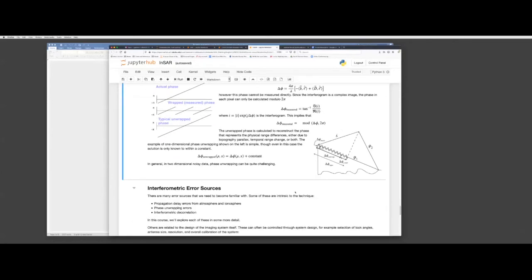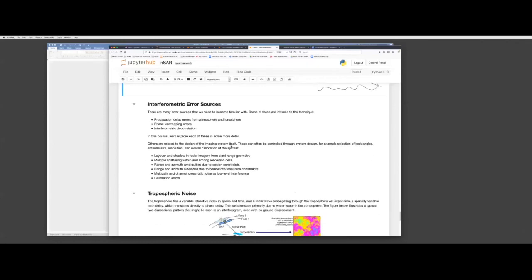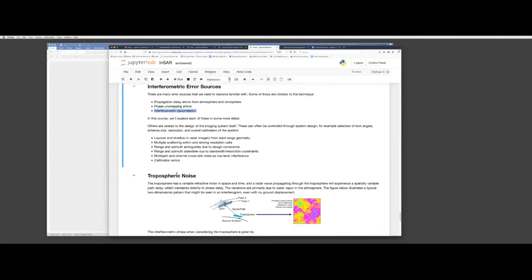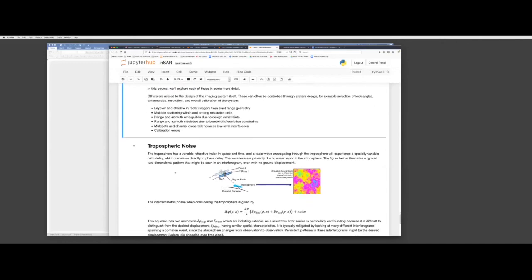All right, there's a number of interferometric error sources. We're going to talk more about the atmosphere and the ionosphere on Wednesday, I believe, and I mentioned that up front. You can have phase unwrapping errors due to the complexity of that problem. We can have interferometric decorrelation, which I will talk about more in the next module. There's a number of other more system-oriented factors like layover and shadow, which you hopefully read about in the SAR tutorial, scattering properties, ambiguities, things like that, which are difficult to really understand, so we don't really cover them here.